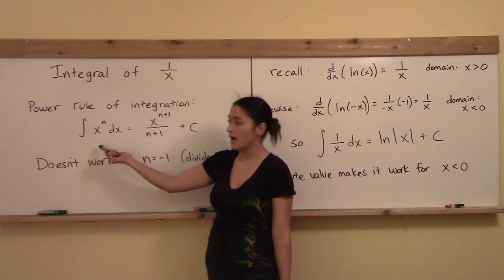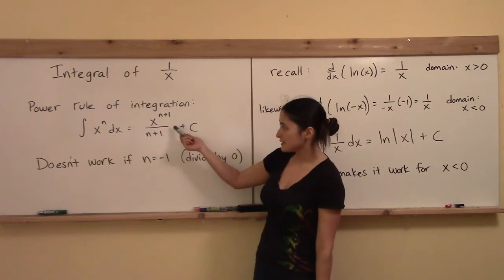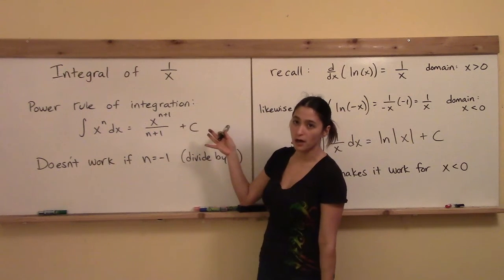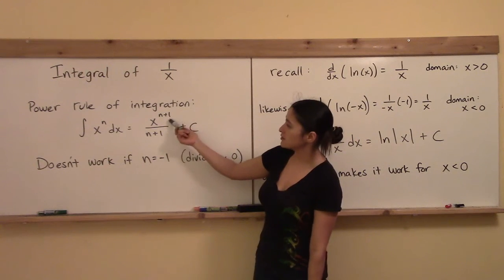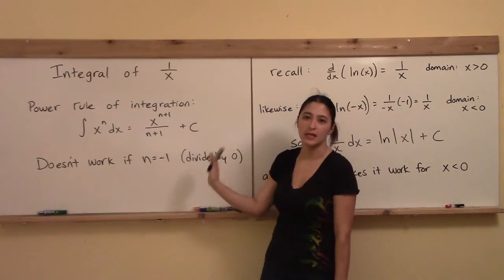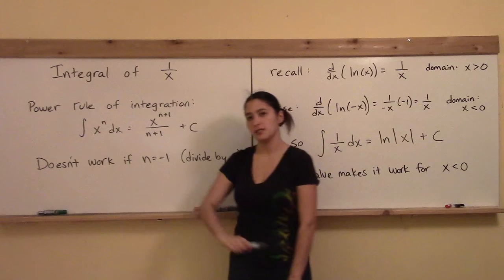So the integral of x to any power dx is equal to x to the n plus 1. The power goes up by 1, and then you divide by n plus 1. That's in order to cancel the n plus 1 when you take the derivative. It'll look really nice, you'll get the x to the n back.